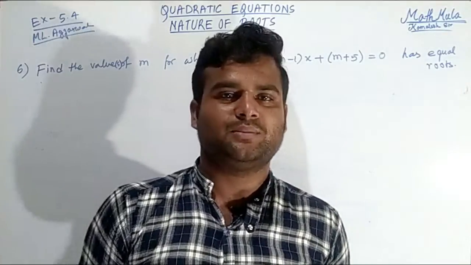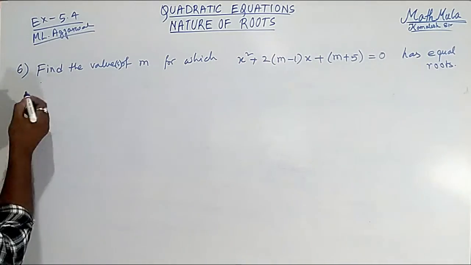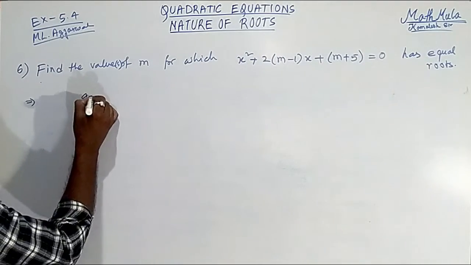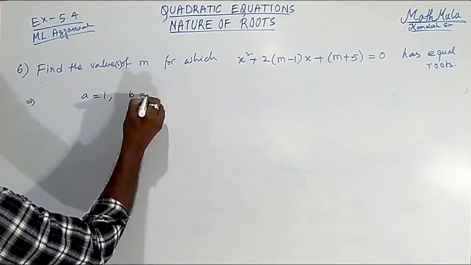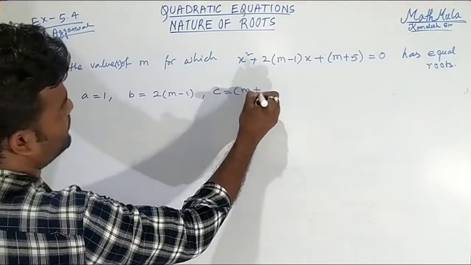Now we solve sum number 6. Find the values of m for which x squared plus 2(m minus 1)x plus (m plus 5) is equal to 0 has equal roots. Let's solve this sum. Now comparing this equation with the general form, we get a is equal to 1, b is equal to 2(m minus 1) and c equals m plus 5.